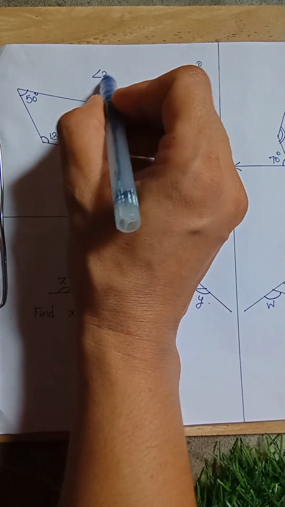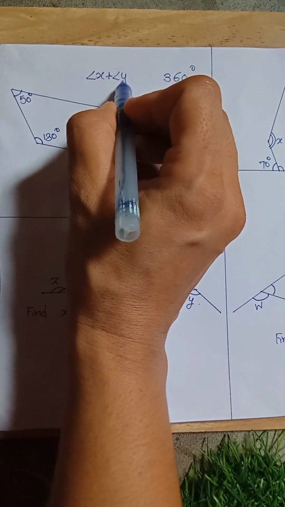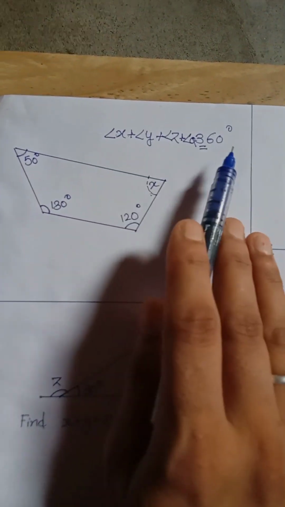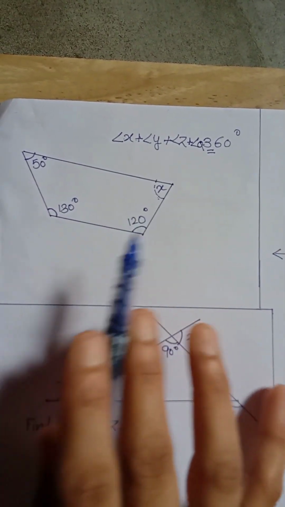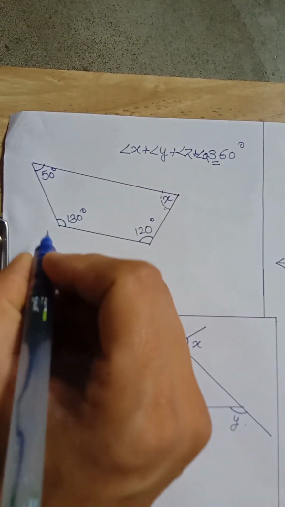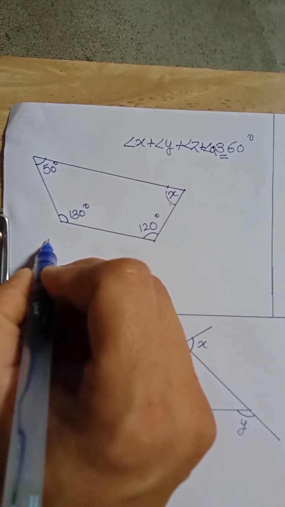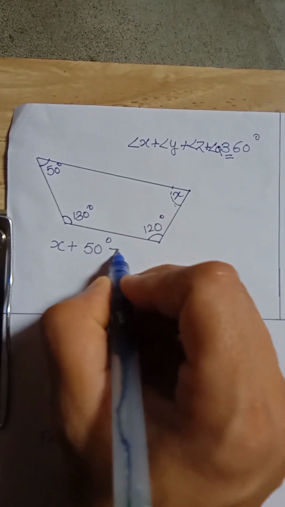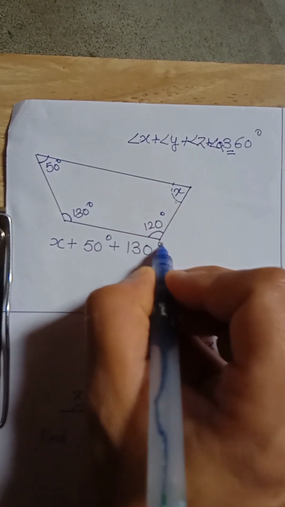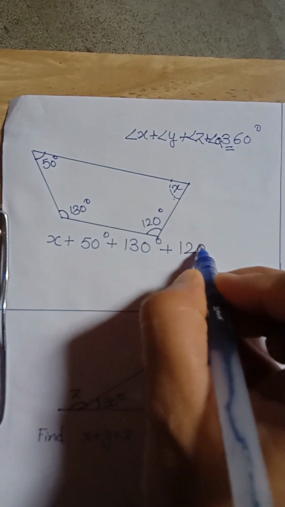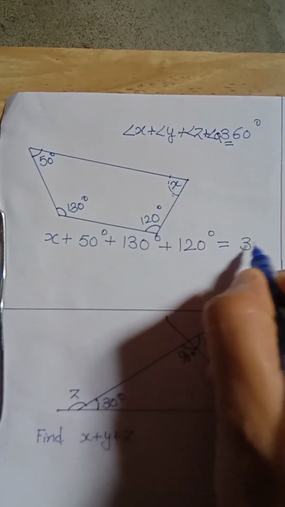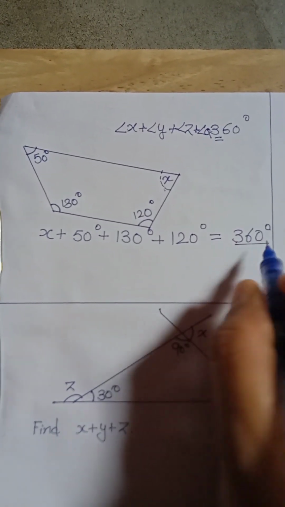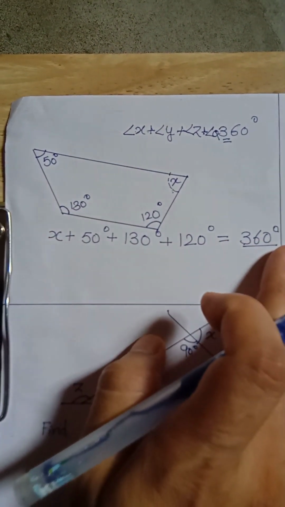This is angle x, angle y, angle z. So by using this property of a quadrilateral, its four angle sum is 360 degree. How can we do this question? Taking the first angle as x, another is 50 degree, another is 130 degree, next is 120 degree, and the whole sum is equal to 360 degree. You have to remember that the sum of four angles of a quadrilateral is 360 degree.